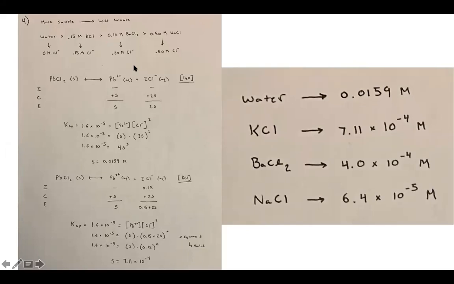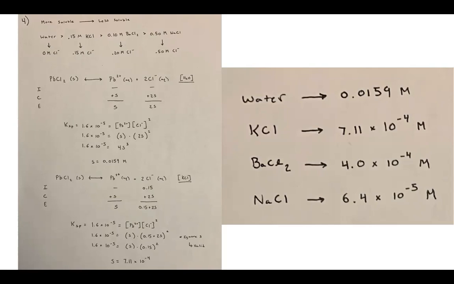I ranked them. Water, which is 0 molar chlorine, should be the most soluble. In the potassium chloride solution, the molarity of chlorine is 0.15 molar, so that one should be next. In the barium chloride solution, the concentration of chlorine is 0.2 molar, which is higher than 0.15 molar, so that is the next most soluble one. And the solution that will be least soluble is the sodium chloride solution, where the concentration of chlorine is 0.5 molar.